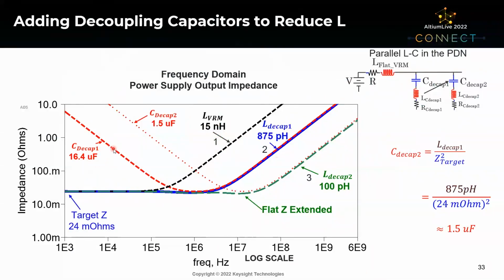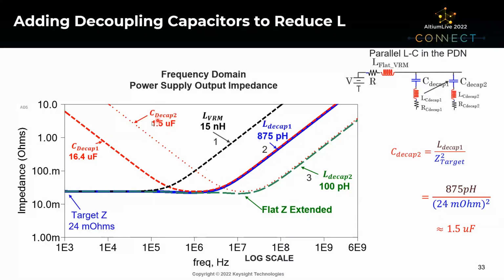So if I combine the red downward slope performance of the capacitor with this upward one of the inductor from the VRM, I get the blue trace. Now, the decoupling capacitor I selected, this big 16.4 microfarad capacitor, doesn't go forever. It has an ESL of 875 picohenries. So then I take that same inductance, divide it by the target impedance squared of 24, and I find that I need a capacitor of 1.5 microfarads.